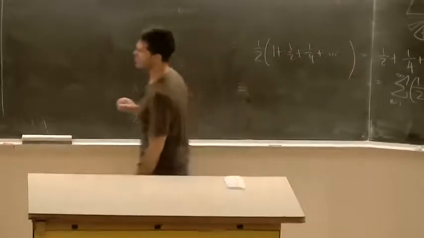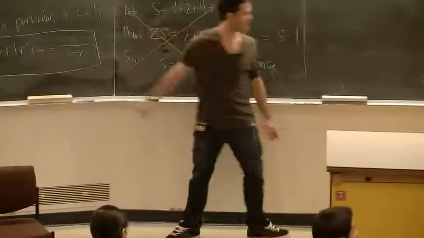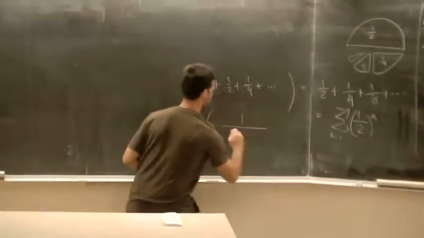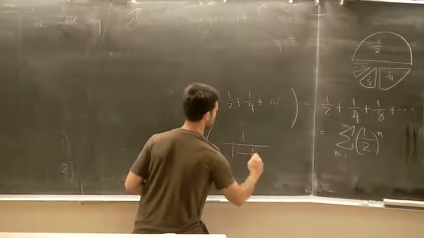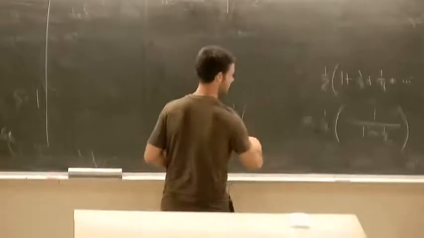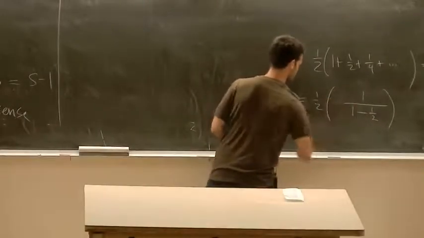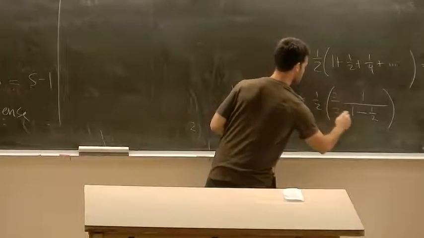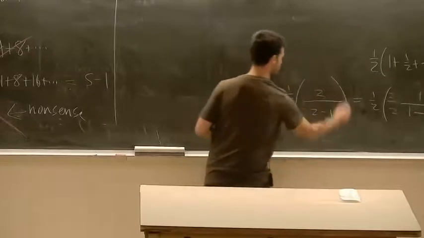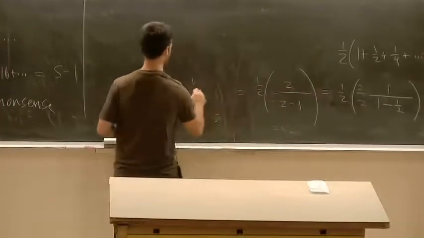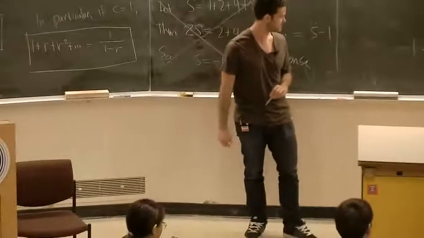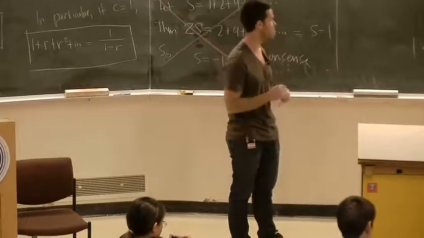So, according to this formula, this in the parentheses is equal to 1 over 1 minus the common ratio. Okay, so this is equal to 1/2 times, let's see, let's multiply top and bottom by 2. And I get a 2 over 2 minus 1. So this is 1/2 times 2, which is 1 whole pizza. Good. So just what we hoped for.